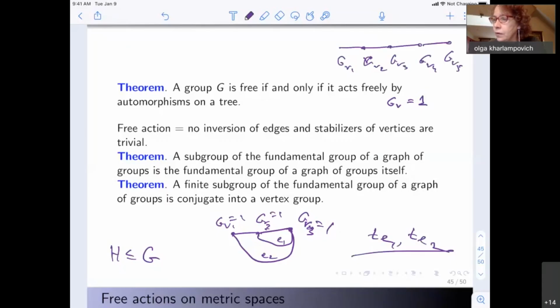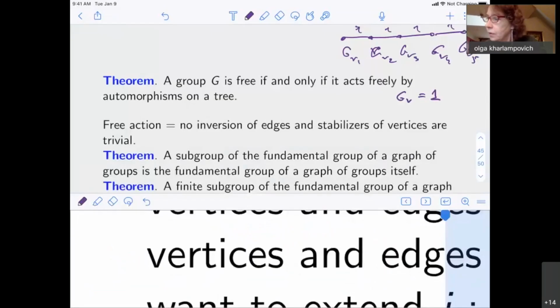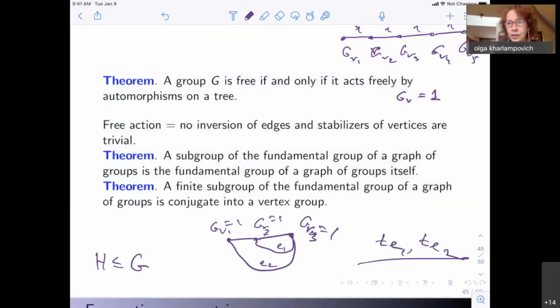And these H groups are trivial. So a free product is the fundamental group of this graph of groups with trivial H groups. If you take a subgroup of a free product, what is a factor? Take a subgroup. The subgroup acts on a tree, and then the factor graph is maybe larger than this graph, right? It can have more vertices because there are more orbits.